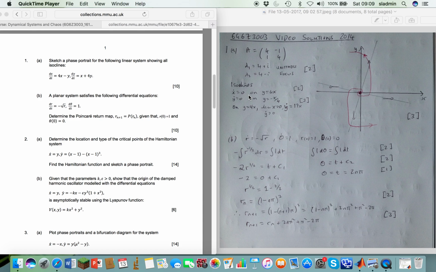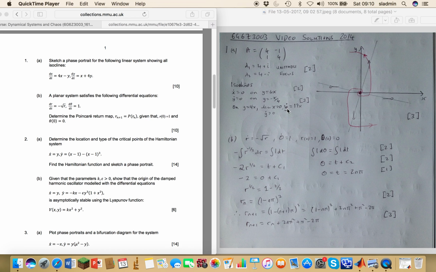To work out where the flow is vertical and horizontal, we look at the isoclines. x dot is 0 when y equals 4x, and x dot is 0 means the flow is vertical on this line. And y dot is 0 on the line y equals minus x over 4, and on this line the flow is horizontal. If we look at the line y equals 4x, when x is positive, so we're looking at this branch here, we have vertical flow.